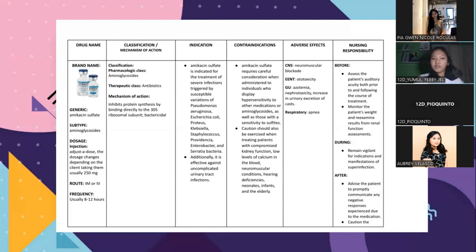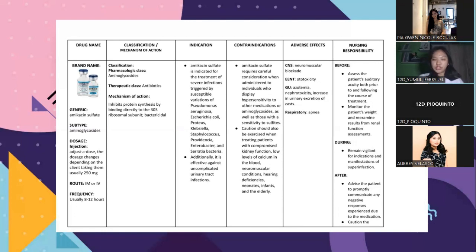For GU, adverse effects include azotemia, which means elevation or buildup of nitrogenous products, nephrotoxicity, a process that occurs when kidneys are damaged by a drug, chemical, or toxin, and increase in urinary excretion of gas. And lastly, for respiratory, adverse effects include apnea.